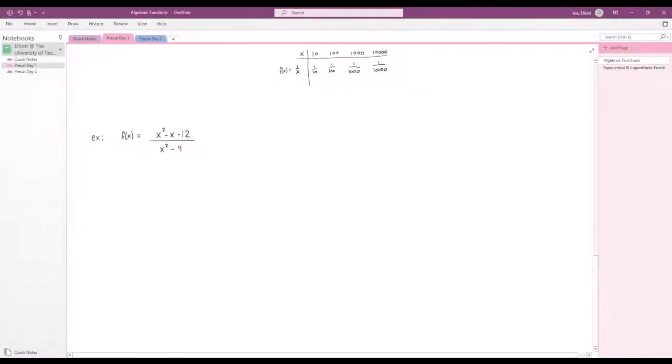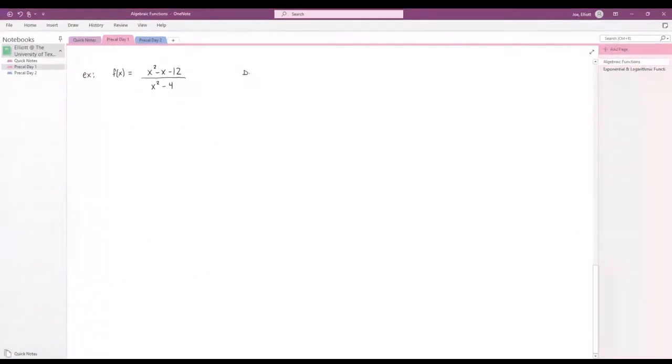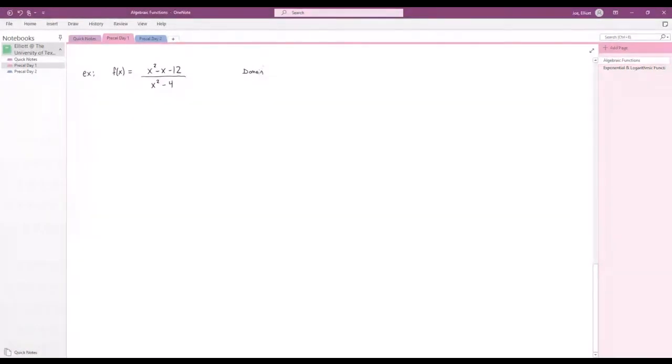So maybe let's do this first. Okay. So here I'm looking at another rational function. So it's a polynomial over a polynomial. We call those types of functions a rational function. So maybe if I ask for the domain of this function again, you could tell me what the domain is, or how you would figure out what the domain is.